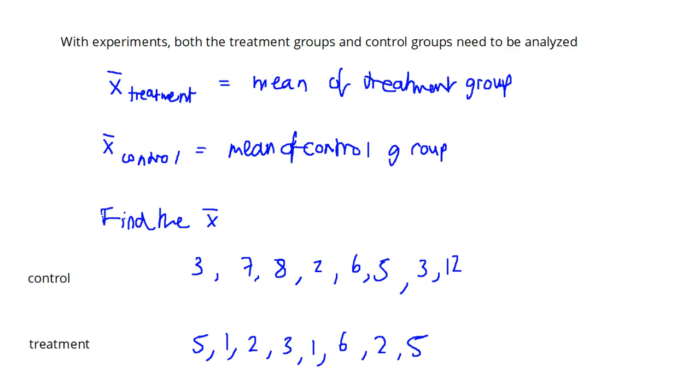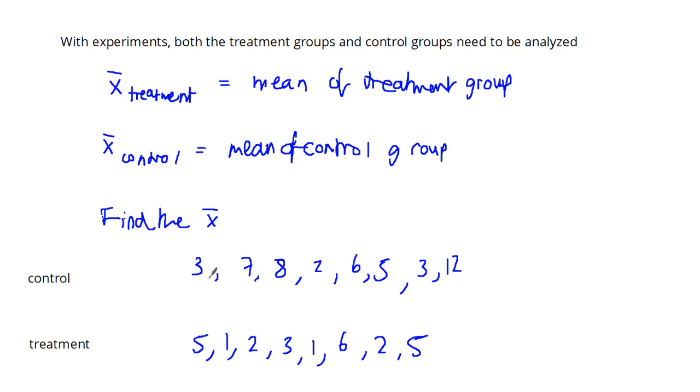And it's pretty obvious. Everything is obvious when you're working with statistics, because you've already done everything in your science class. But we're just going to analyze this for now. The mean of the treatment group is denoted as the x with a line on top of treatment, and the x with a line on top of control is the mean of the control group. So find the x with the line on top for the control and this treatment group.